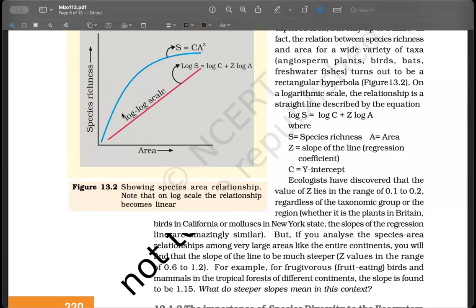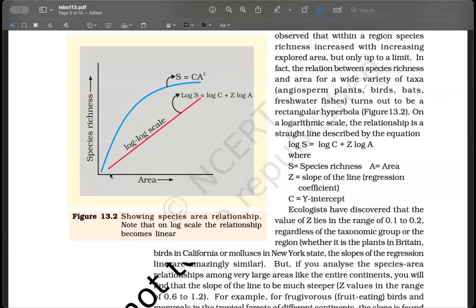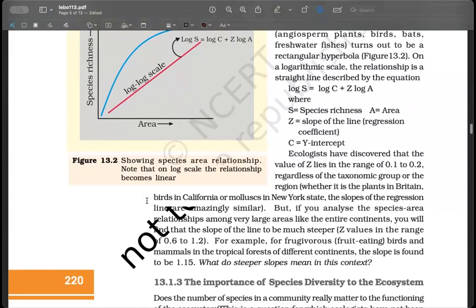Can you see my cursor moving? Yes. So this means the line became steeper. And if the value is 1.5, it is even steeper like this. And what does a steeper line mean? A steeper line means that with a small increase in area, you will see more increase in richness, right? Yes. So as we keep sampling more and more area, the z value increases.